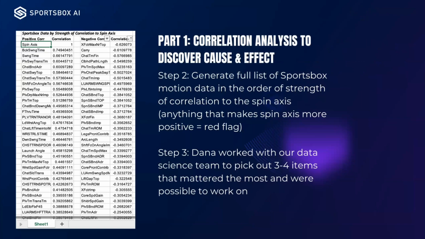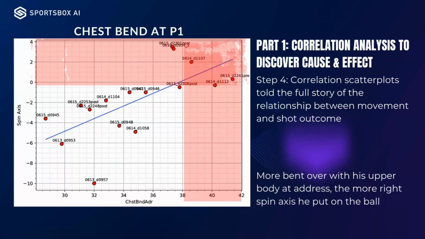And we worked with Dana. Dana identified the things that would have the greatest impact. So anything that happens after P4, P5, let's throw that out. We're not going to try to work on those things. But there were things in the address all the way to the top in transition that were really, really highly correlated. So we put those things together. One of them was actually how bent forward he was at address.